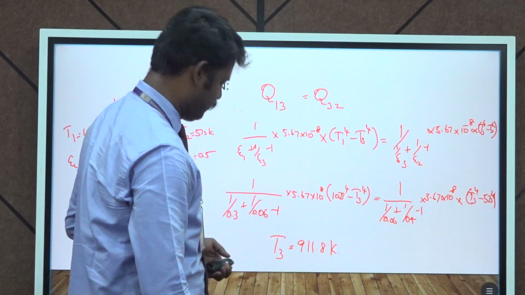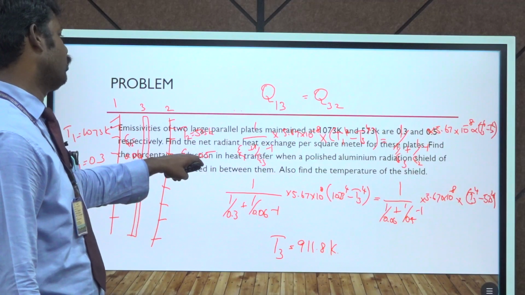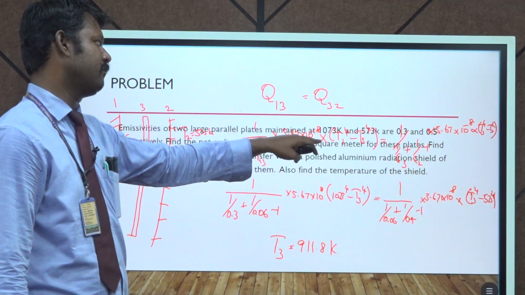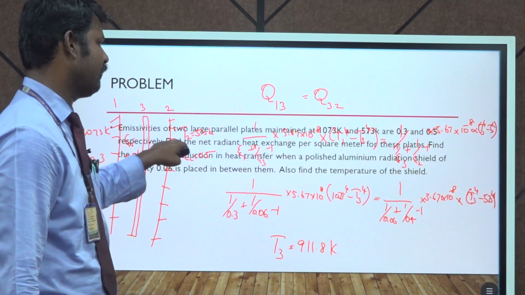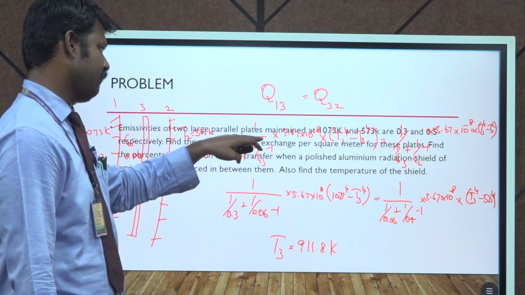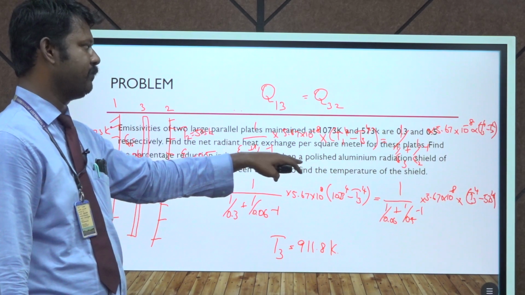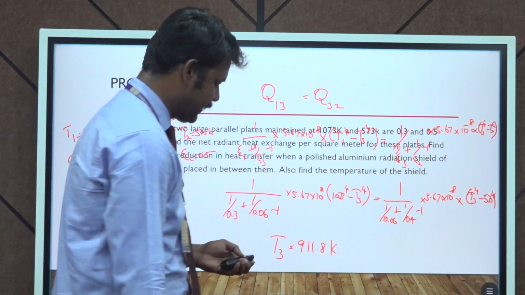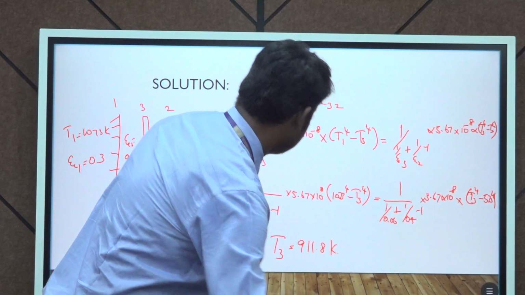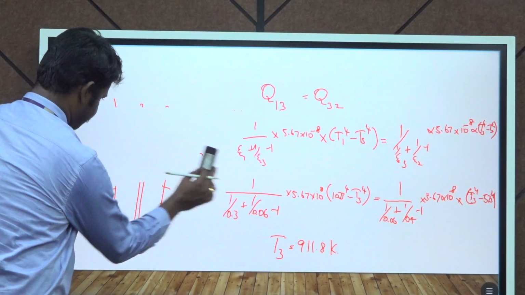What we have to find is the net radiant heat exchange per square meter for the plates, which we have already found for parallel plates 1 and 2. Next we have to find the percentage reduction in heat transfer when a polished aluminum shield of emissivity 0.06 is placed between them, and also the temperature of the shield, which is 911.8. Now we have to find the percentage reduction.